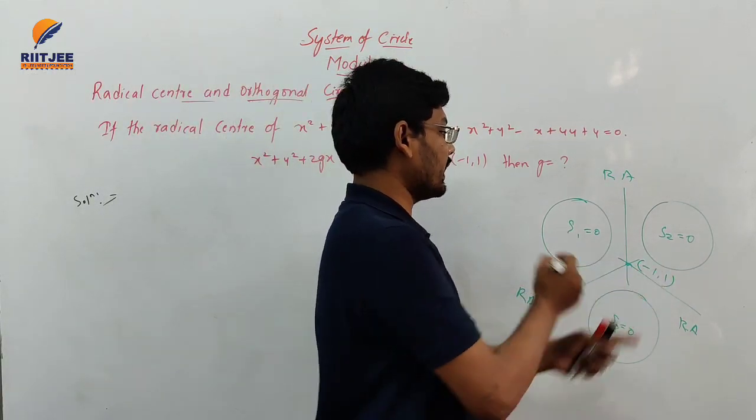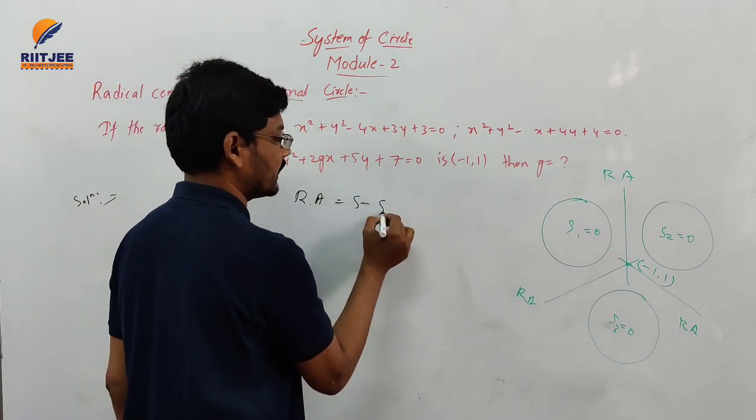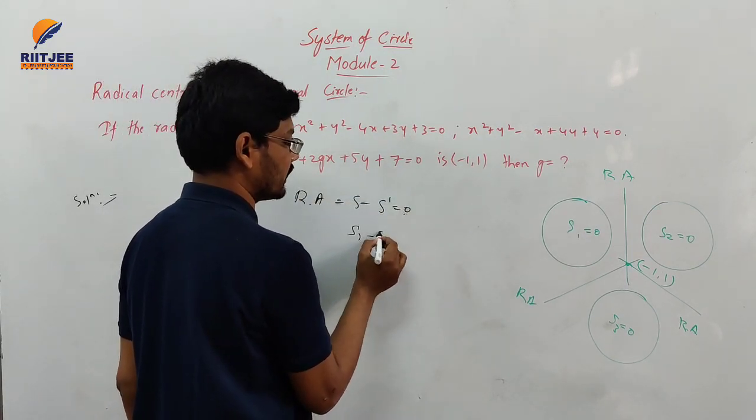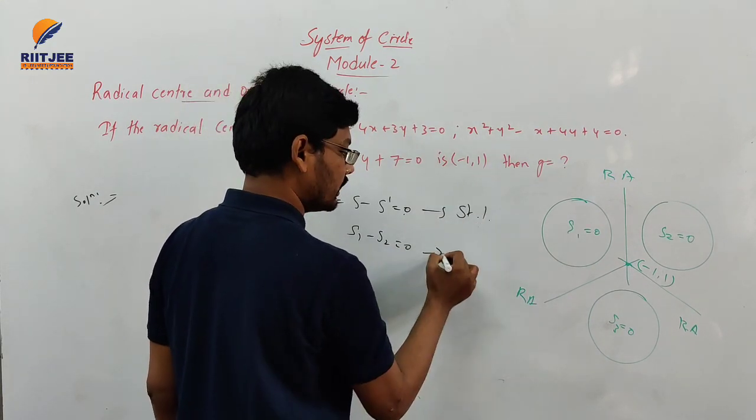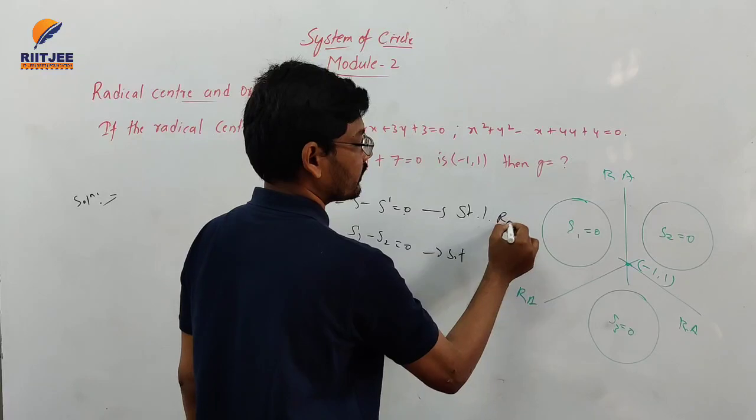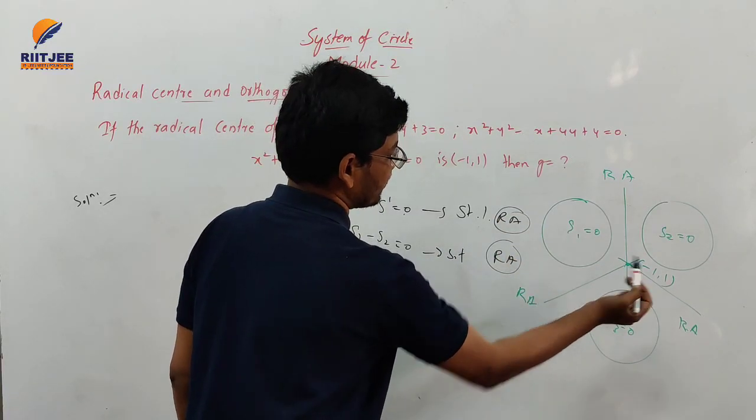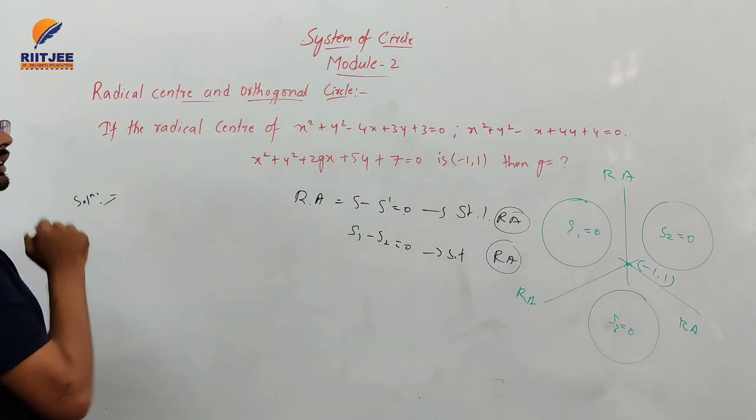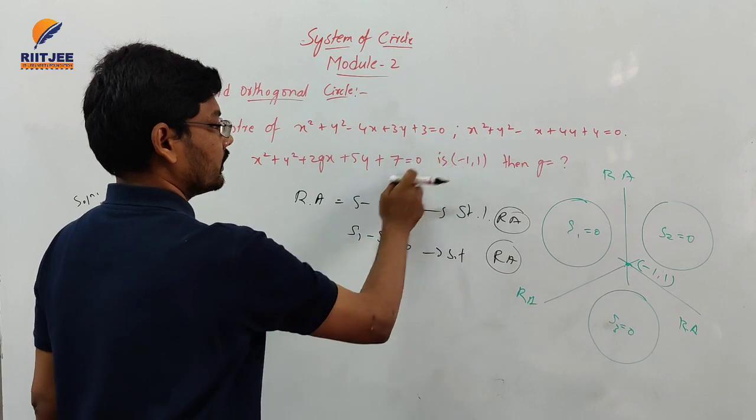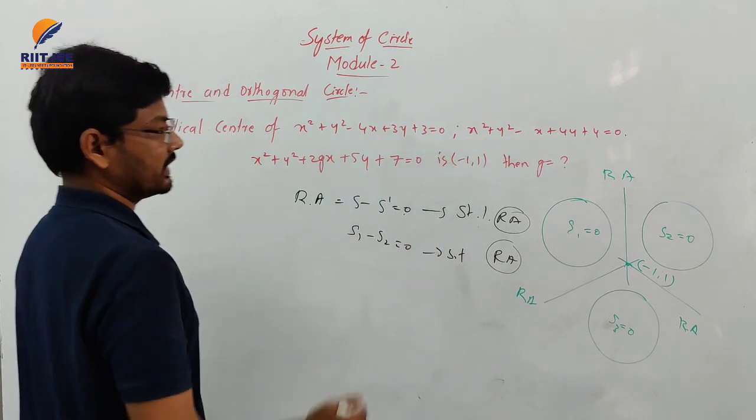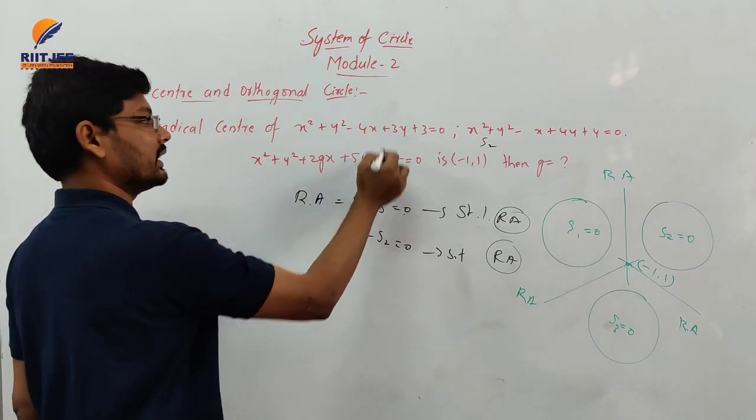The radical axis formula is S1 minus S2 equal to 0. Then we get a straight line equation. That straight line equation is the radical axis. The point of intersection of radical axes is the radical center. So our approach is to find it. I am finding the radical axis of these two circles, S2 and S3. We can find S3 and S1 also.